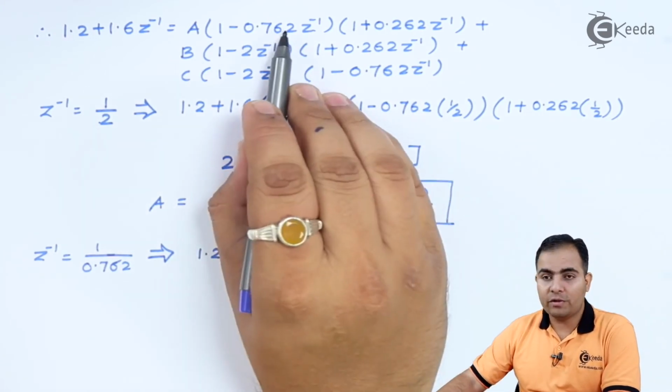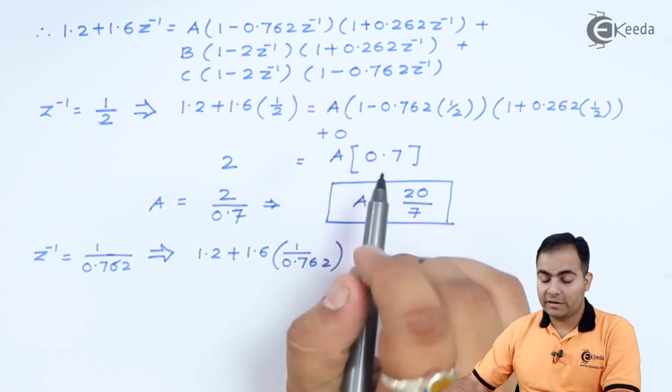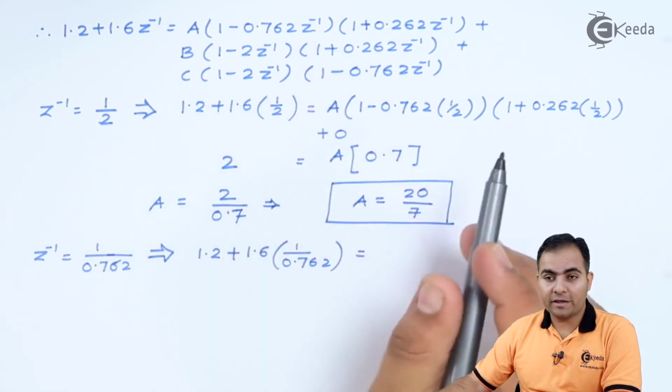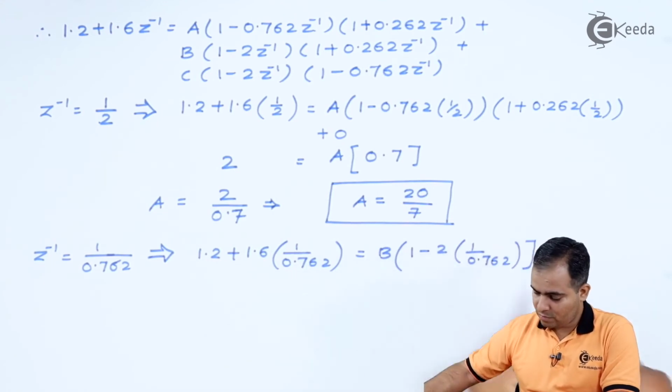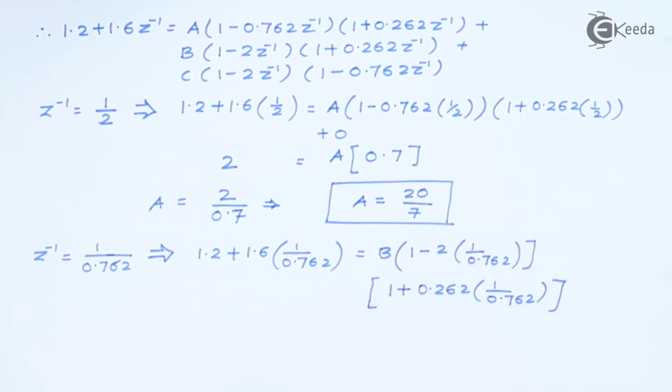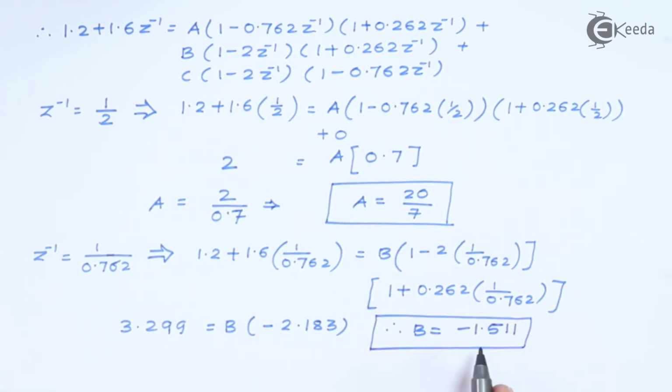Now as I said, my whole A term and C term are replaced by 0. So I'm going to write the equation only for B. Now I'll solve the left-hand side part as well as the right-hand side part one by one. After solving the left-hand side part, I have got 3.299, and solving the right-hand side, I have got minus 2.183. Now I'll shift this minus 2.183 to the left-hand side so that you will get the answer of B: minus 1.511, or else you can write only minus 1.51.